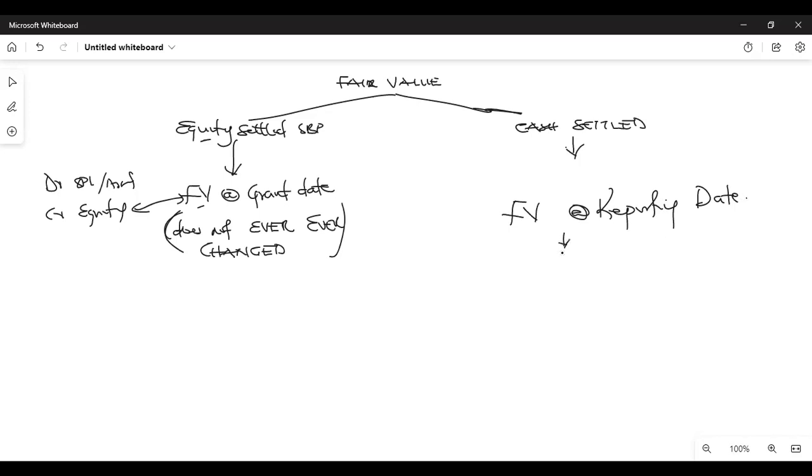And don't forget, we said that over here you debit the SPL or the asset, and you credit what? A liability. But the value of the liability is based on the value of the share. So what is the fair value at the reporting date you are preparing the financial statements? That is the fair value you use to create the liability. All right.